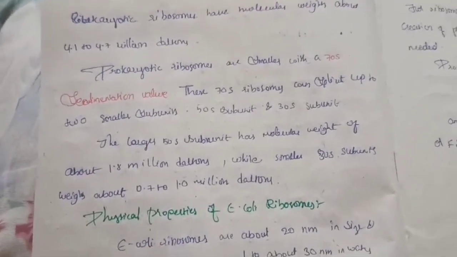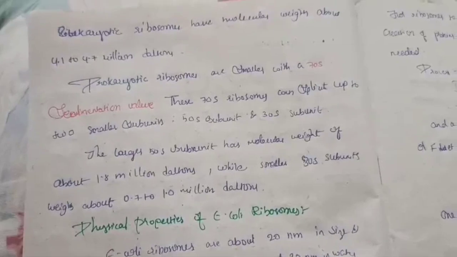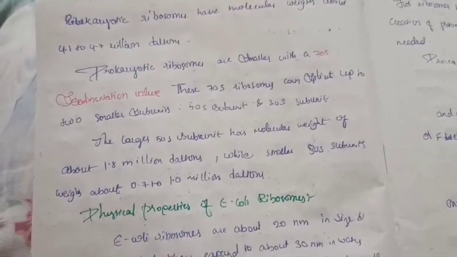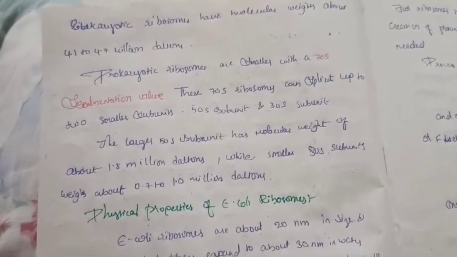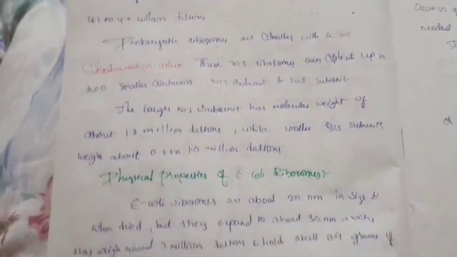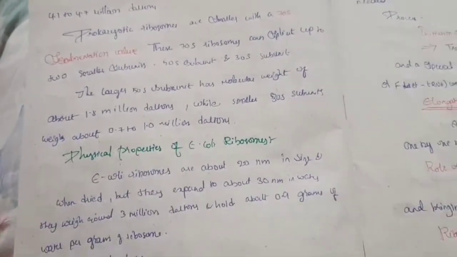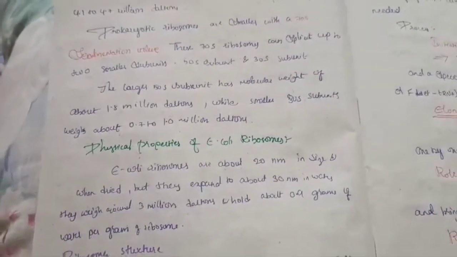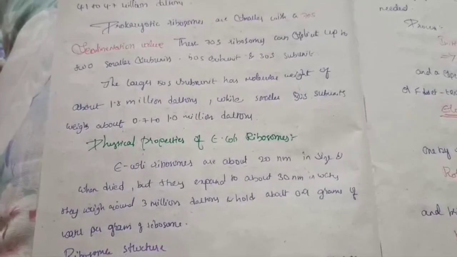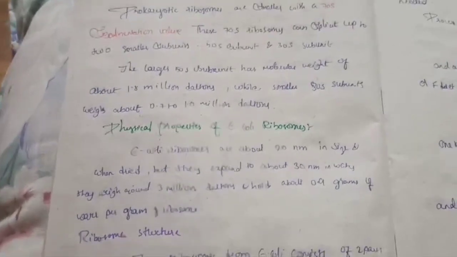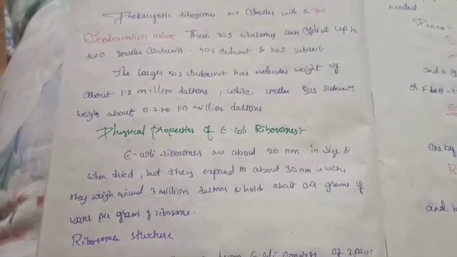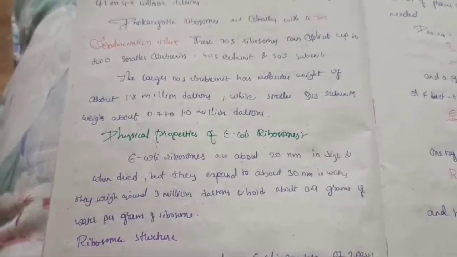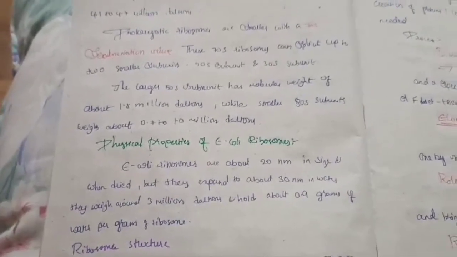The 70S ribosomes can split into two smaller subunits, the 50S subunit and the 30S subunit. The larger 50S subunit has a molecular weight of about 1.8 million daltons, while the smaller 30S subunit weighs about 0.7 to 1.0 million daltons.